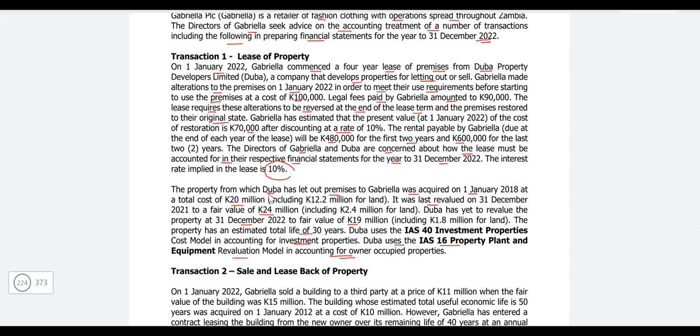So this is transaction number one. So within transaction number one, Gabriela is leasing the property from Duba.